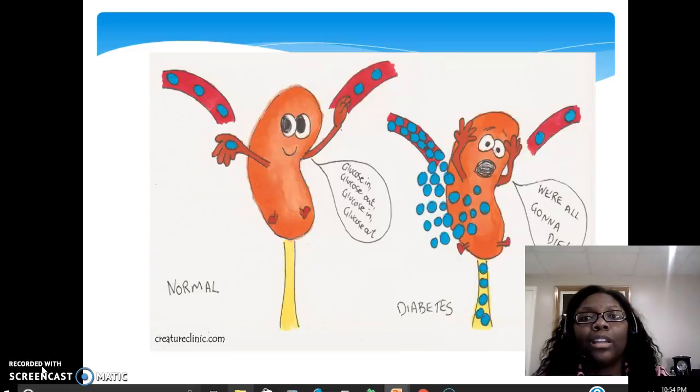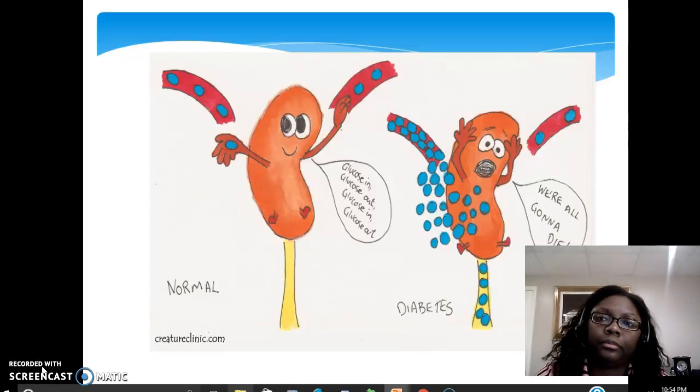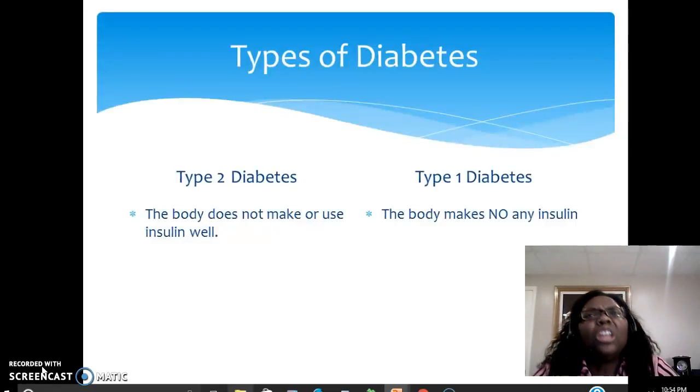This picture here on the right demonstrates a pancreas that has no insulin at all, excuse me, or very little. So those sugar molecules are deposited into the pancreas, but not able to be deposited into other tissues of the body. You hear of people who suffer from type 1 or type 2 diabetes. Does anyone know the difference between the two?